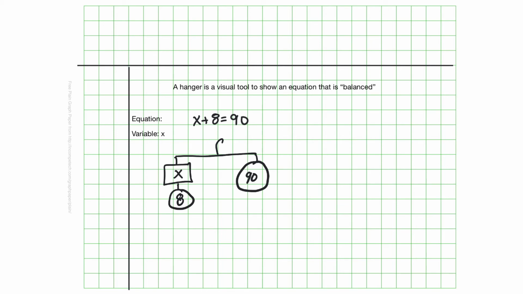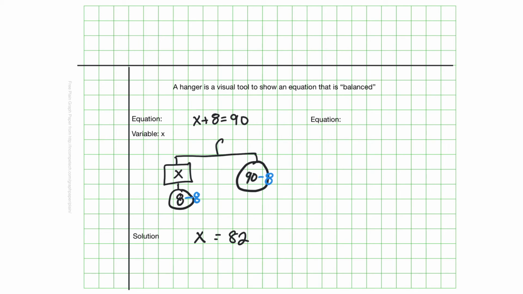From there, I can think about what number I need to add to 8 to get to 90. And one thing that might help me is that I could think about subtraction, actually. I could think, well, let me take the weight of 8 off of my hanger, right? I just want x by itself, to figure out what that is, so maybe I should take the 8 off. But if I do that, my hanger will start to tip. So I'm going to take 8 off of the other side as well. And if I subtract 90 minus 8, I will find that x is balanced with just 82 on the other side. And that, of course, would be my solution, right? The x must have been 82 because 82 plus 8 equals 90.